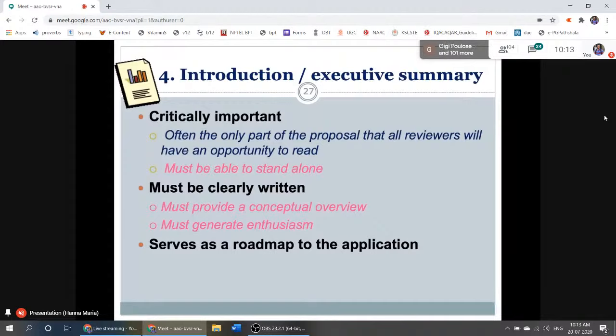Suppose you are giving a proposal on designing a new material, for example, biomedical, then you have to give a good roadmap. How you are going to do that? And what has been done so far? It should be very concise. If you write a very big introduction, 2-3 pages, your project will be rejected. Just concise, maybe 1 page or 1.5 page introduction.